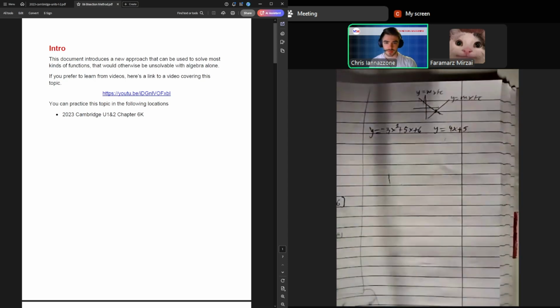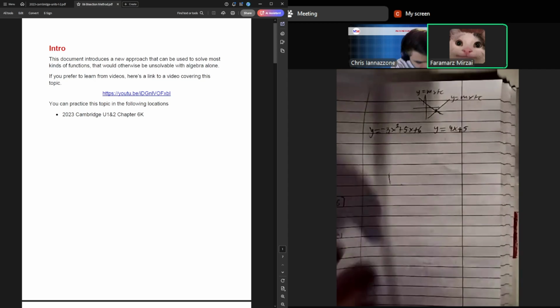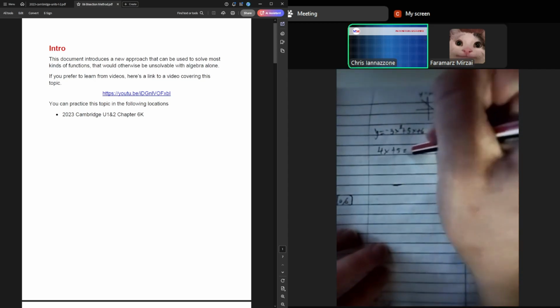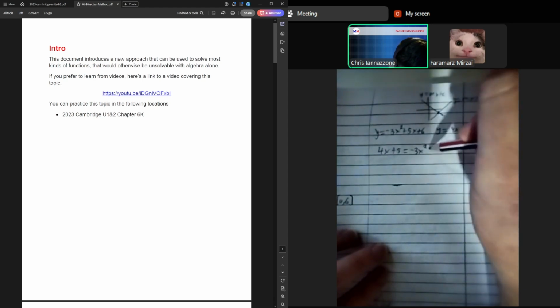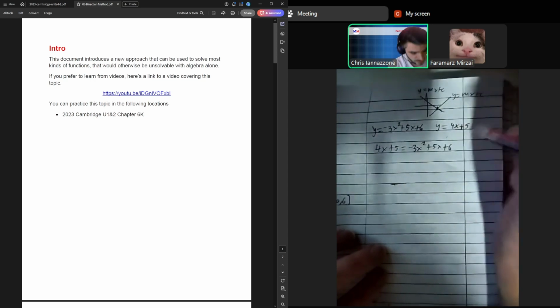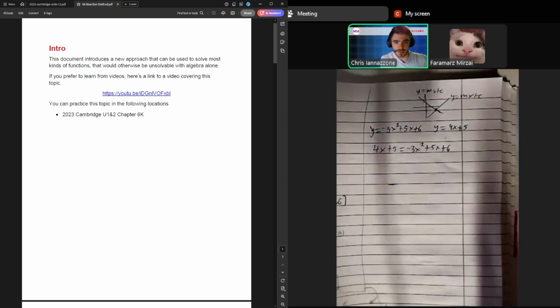Same thing applies to linear and quadratics. So you make them equal to each other? Make them equal to each other, yep. So we're going to have 4x plus 5 is equal to -3x squared plus 5x plus 6. Cool. All you do is just solve this for x.